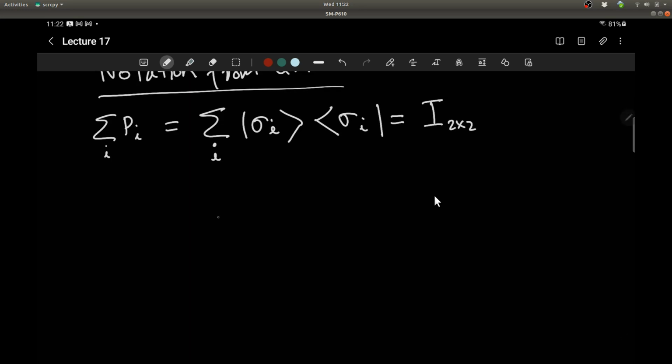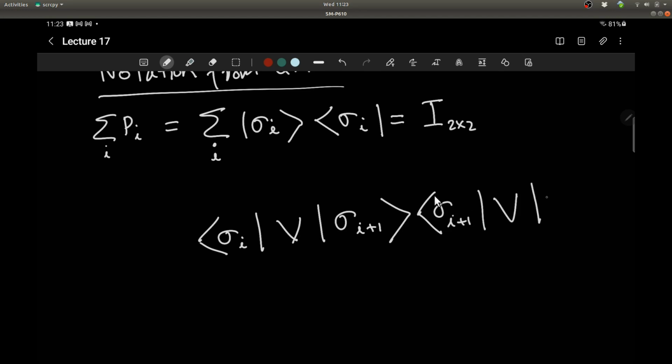So this is what we have in mind. This is the picture I have. Of course, we have to sum over all the sigma i's. You can see that if I sum over sigma i plus 1, it will give you identity, and that's how you can keep eliminating things.